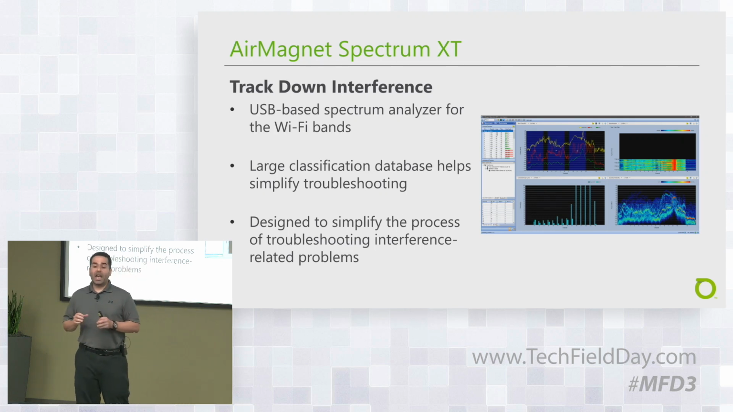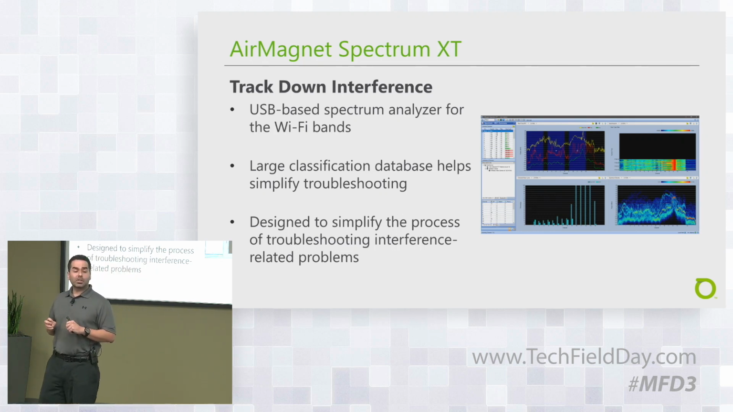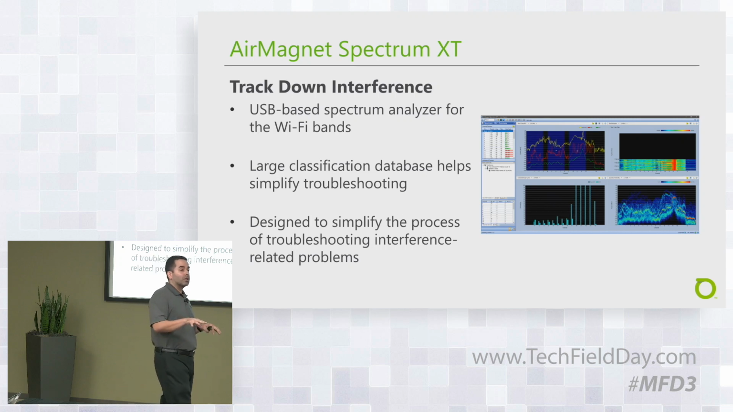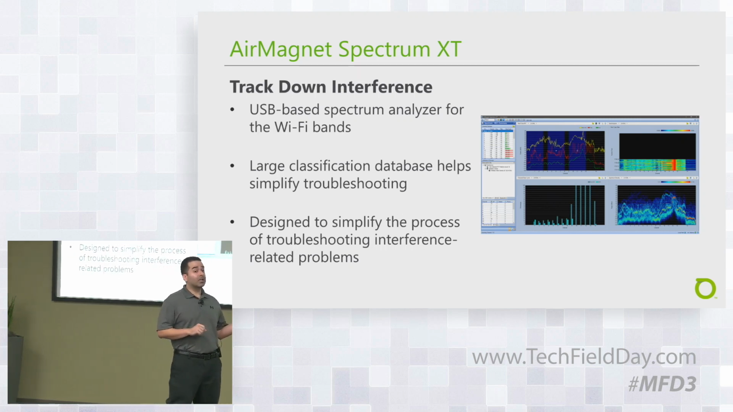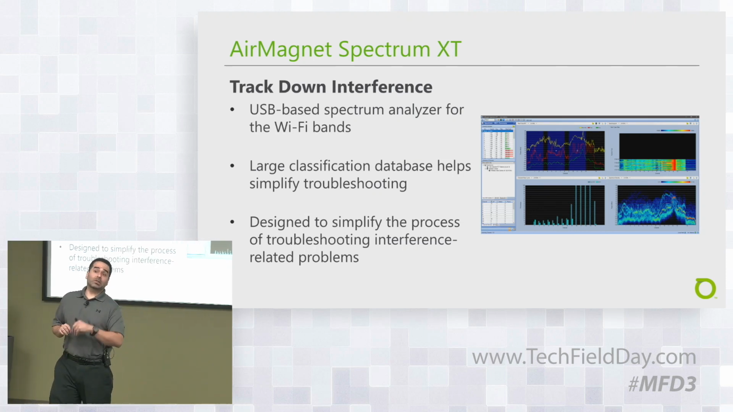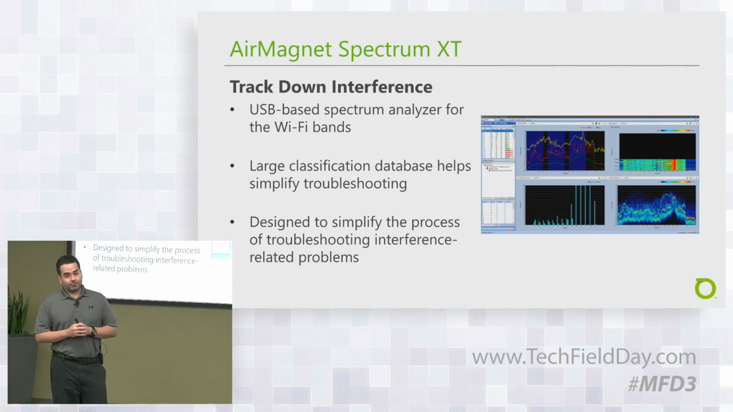So different from other handheld-based products out there, it will tell you, hey, we found a microwave oven, or a Bluetooth, or a cordless phone. It also has radar detection, for example. You have customizable reports, of course, and so on.